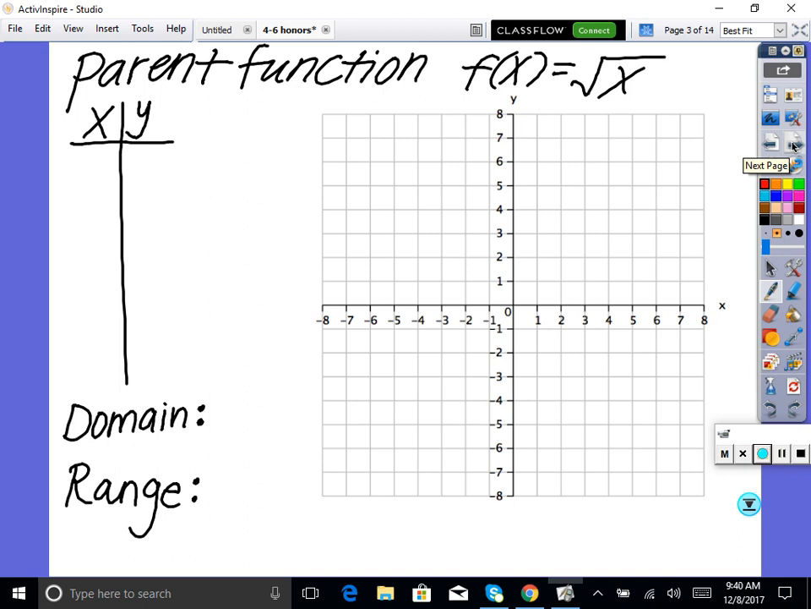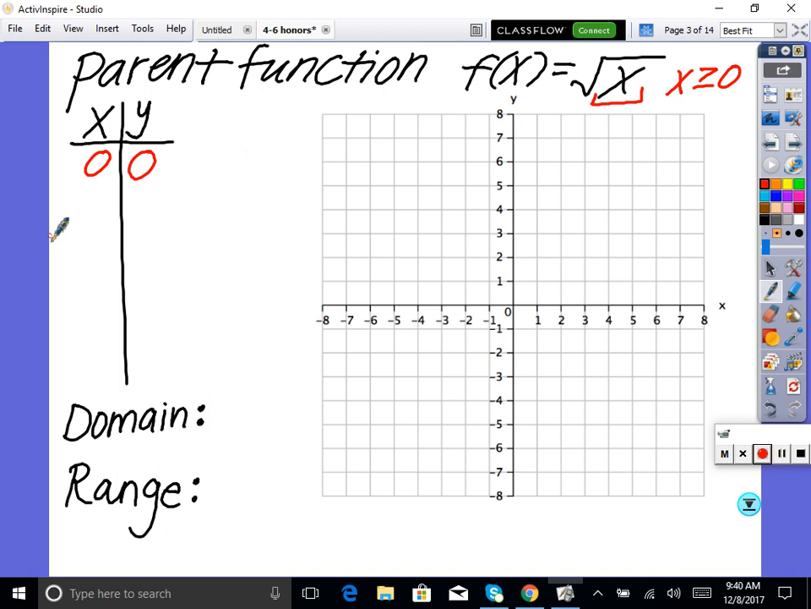Okay, so the easiest way to do this is to look at the parent function and then determine the shift from there. So let's just look at the square root parent function. First of all, what's my domain? Greater than or equal to 0. If I started at negative 1, that would not be happening. Where can I start at? 0. So I plug in 0, get out 0.